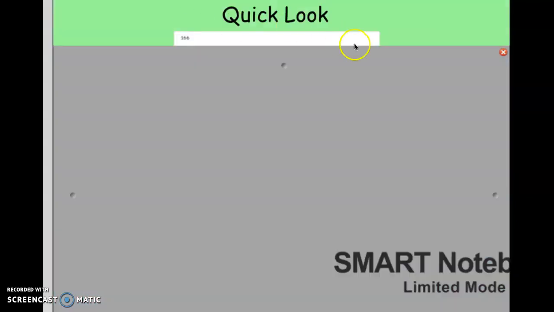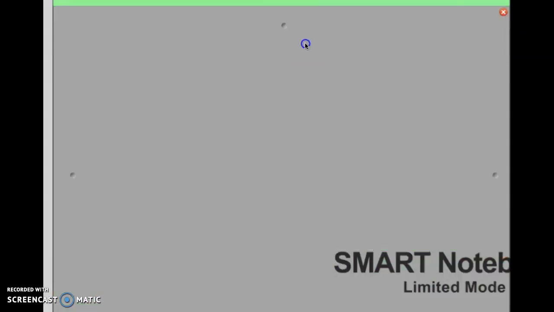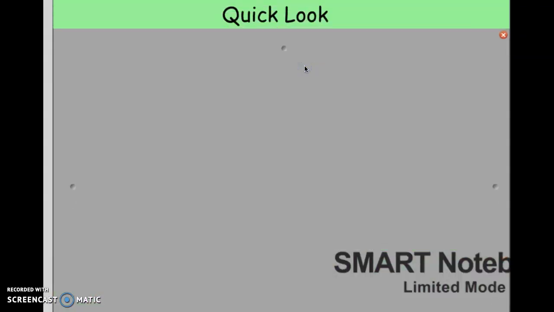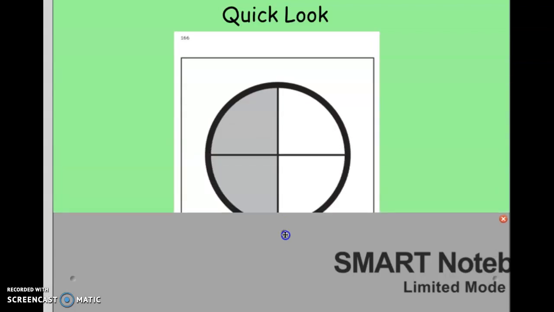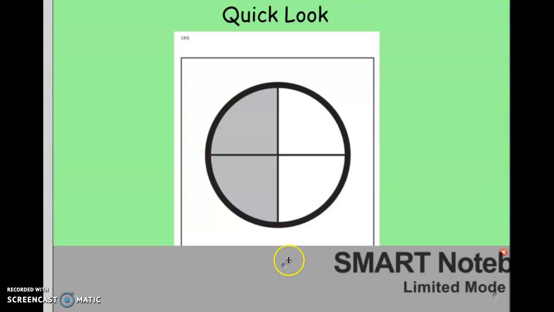Let's start with some quick looks. Ready? 1, 2, 3. What fraction did you see? That's right. Half of the circle was filled in, or 2/4. So you might have noticed either one because 2/4 and 1/2 are equivalent.